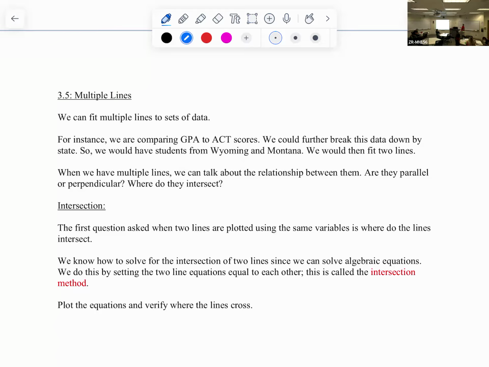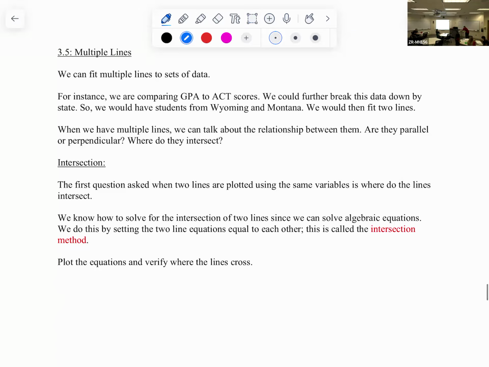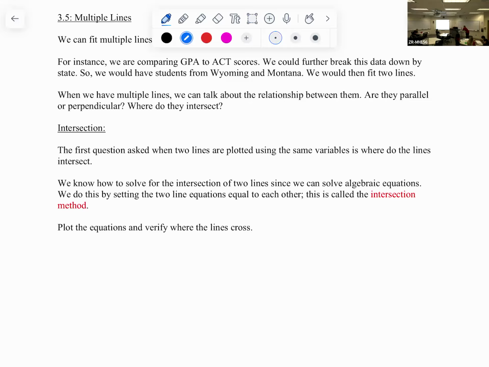The other big question we're interested in is whether they are parallel or perpendicular, and where is the point they intersect? Again, in supply and demand curves it's called the equilibrium point. The method we investigate the most is the intersection method. We solve both equations for y equals mx plus b, then set the two equal to each other and find it. You can also plot and verify where they cross.